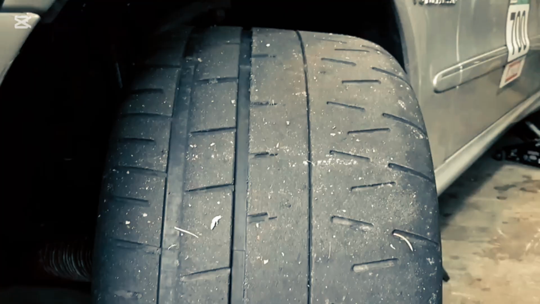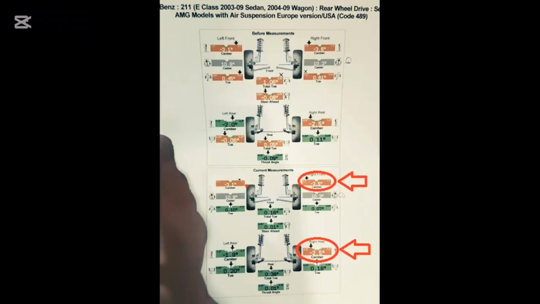Comparing that to the set of tires I put on after making the proper camber adjustments, on this set of tires you can see that the wear is pretty much even on the outside and on the inside of the tire. And this tire has actually been through more track days than the previous set. So these were my final numbers for the E55. I was running negative 3.5 degrees camber at the front and negative 2.5 degrees at the rear.